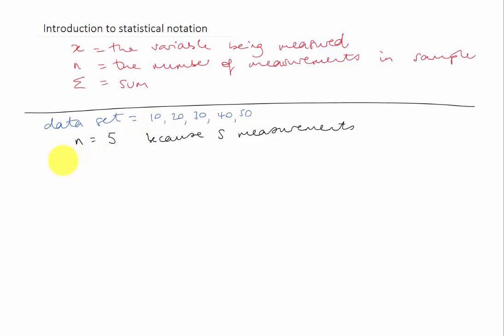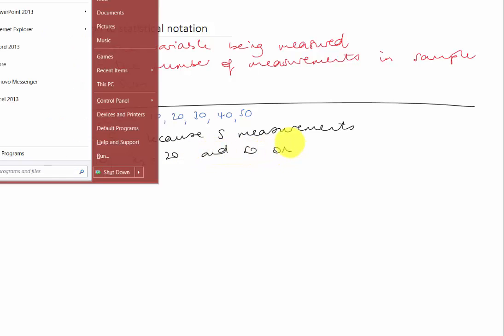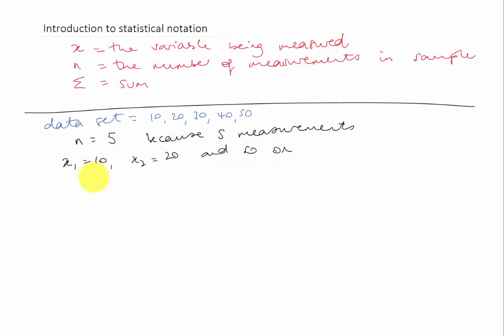We can also use a notation. We could say x1, so that's 10, x2 equals 20, and so on. So this is just the first, second, third one in the list. It doesn't have anything to do with the actual value of the measurement.